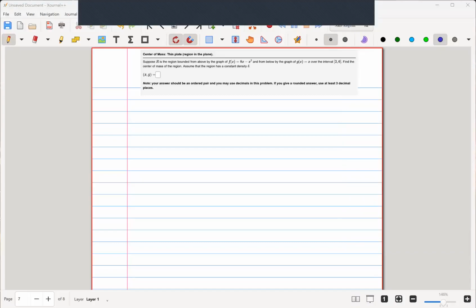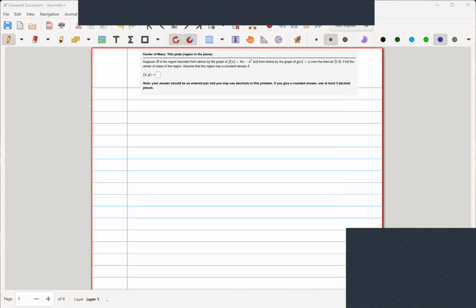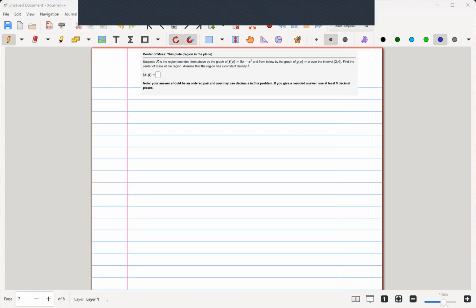Welcome back. This is question 7, I believe, on WeBWorK 2.6. We want to find the center of mass of R, which is bounded by two graphs, above by f of x and below by g of x on the interval 2, 6. So first we need to find our A, which is the area, top minus below.